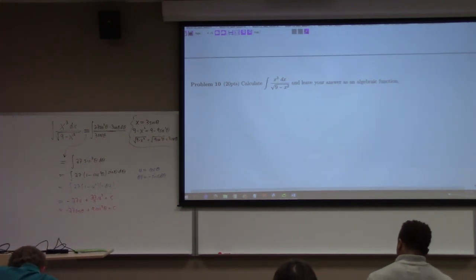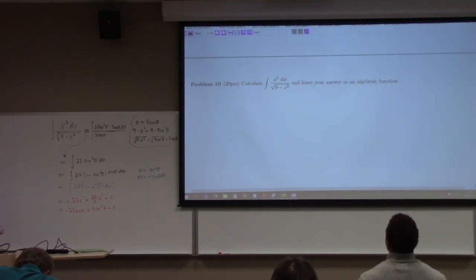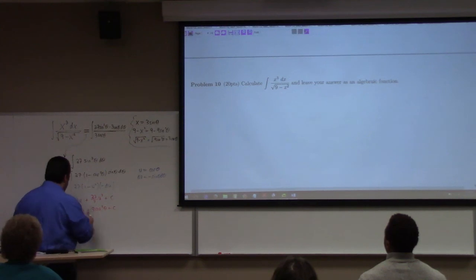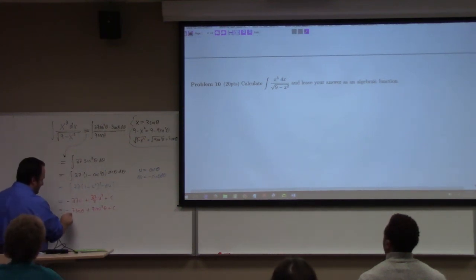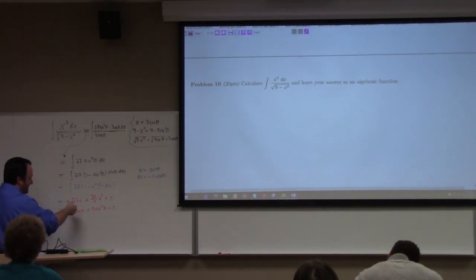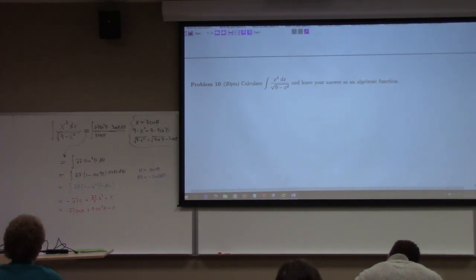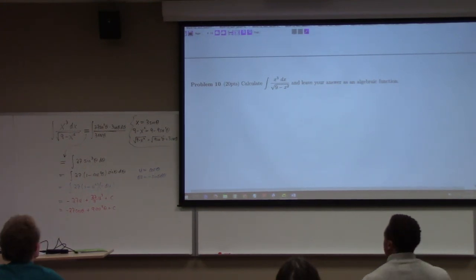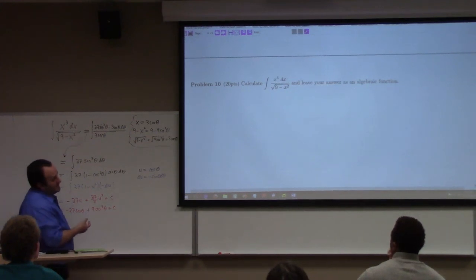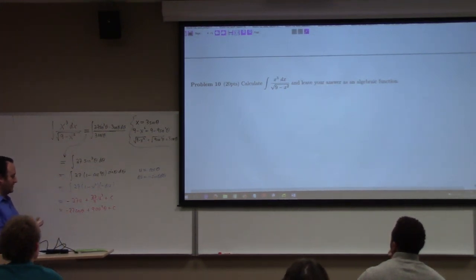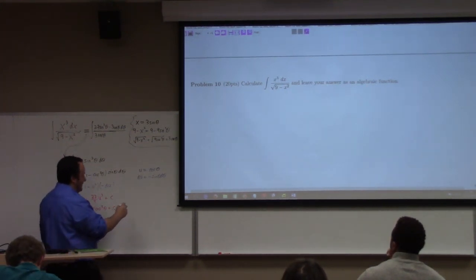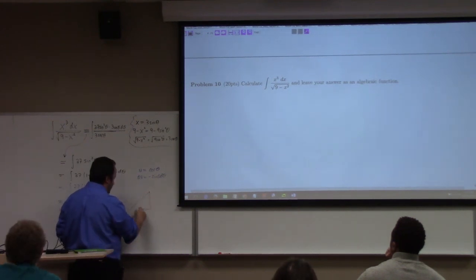Now I'm told to leave my answer as an algebraic function, right? The sort of lazy thing to do would be to say, oh, well, theta is inverse sine of x over 3, and just plug that in. That would be an okay answer if it wasn't for my instructions, which are to leave my answer as an algebraic function. So I need to figure out what algebraic functions I can get, so we have to draw the triangle.